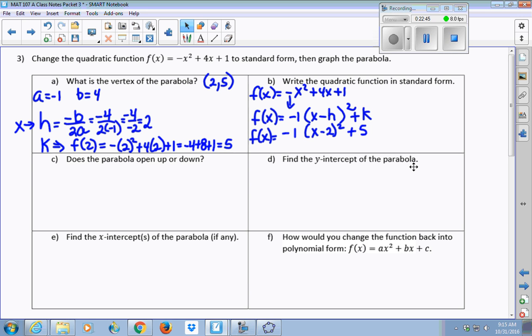Any questions on moving from the general form of a quadratic function to this new vertex or standard form, as your book calls it? Yeah, Streeter? What was the second part? I forgot. You mean going from here to here?